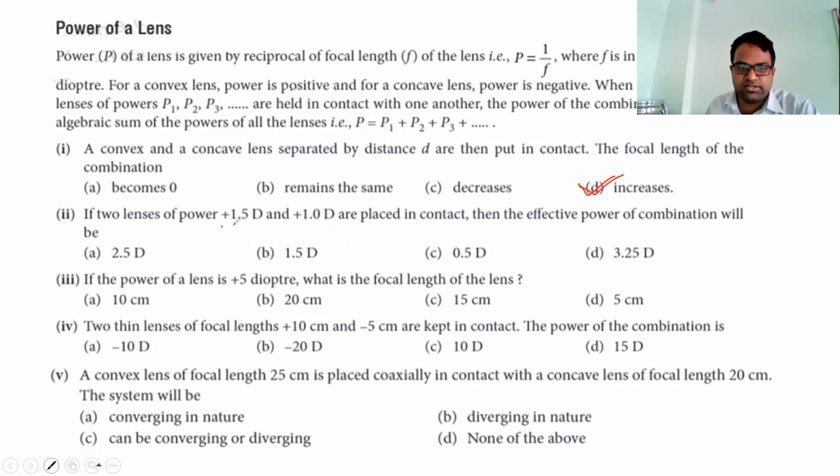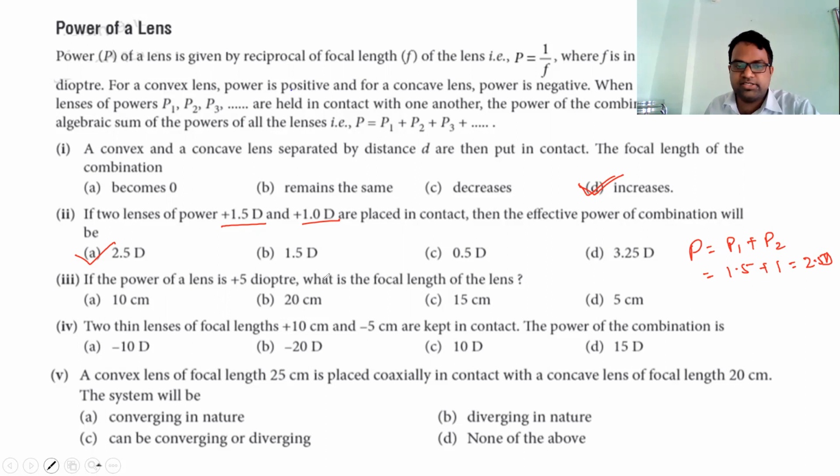Two lenses, 1.5 diopter and 1 diopter, are placed in contact. The effective power, we know that power is equal to P1 plus P2. Very easy. This is 1.5 plus 1, 2.5 D. So option A. Question number 3.